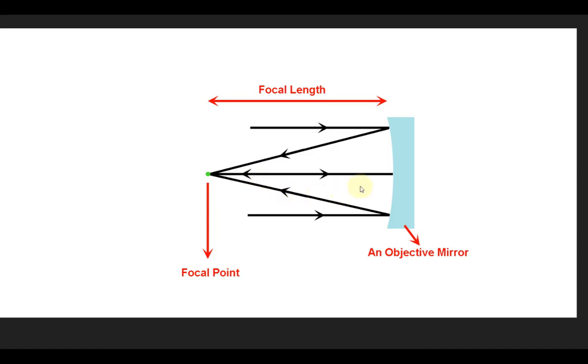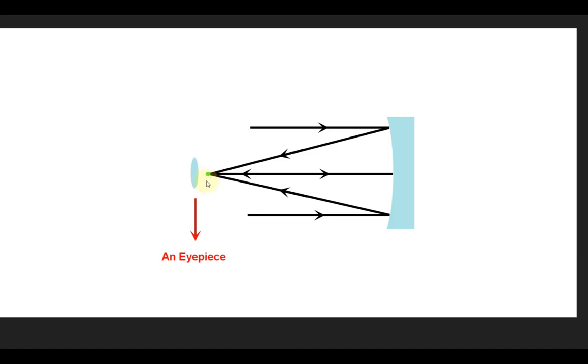in the case of the mirror, the focal point is in front of the objective mirror. In the case of the lens, it's behind the objective lens. So this is the image that forms in front of the mirror. To inspect this image, we also need an eyepiece. So here's an eyepiece to focus on the focal point.